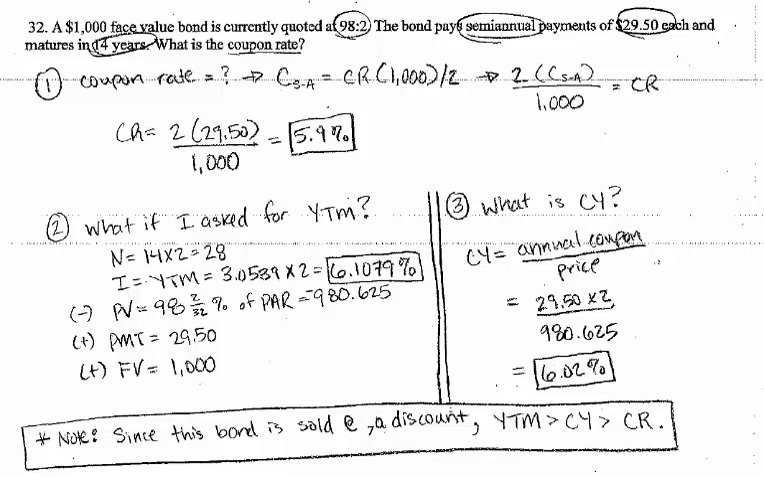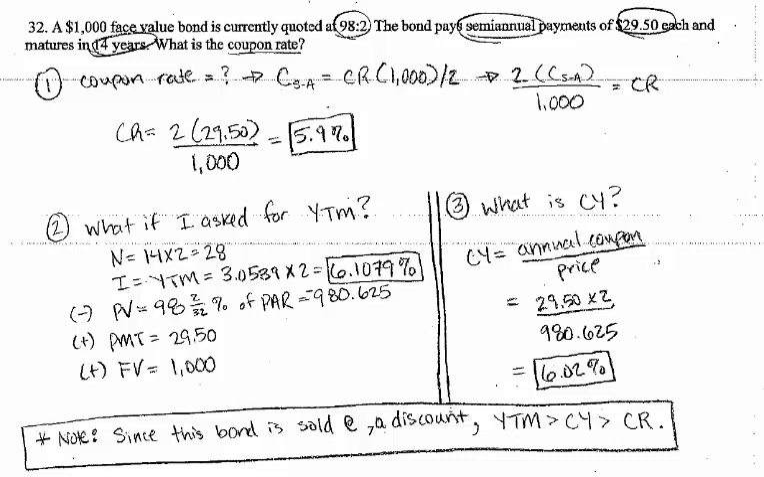Your PV is going to be the price. Now, that's going to be 98 and 2 over 32% of par. What I usually do is figure out what 2 over 32 is first, and then I add that to 98, and then I multiply all of that by $1,000. That's probably the best way of figuring out your price. Now it's going to be negative, because with bonds, the price is always negative when you put it in for PV. With the payment, they've already told you in the problem that it's $29.50, and then future value is always going to be par, which is $1,000.